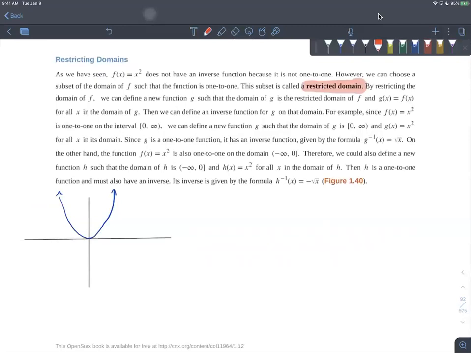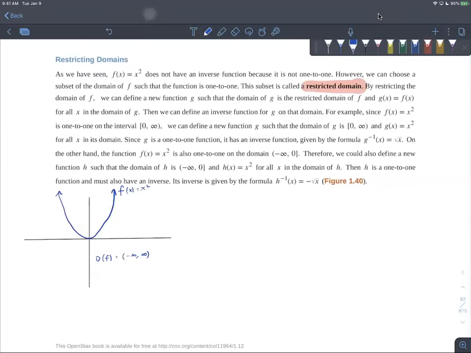So the domain of f, let's go ahead and write f of x equals x squared. The domain of f is equal to all real numbers, -infinity to +infinity. So what if we restricted this domain? Let's go ahead and keep reading. By restricting the domain of f, we can define a new function g such that the domain of g is the restricted domain of f, and g of x equals f of x for all x in the domain of g.